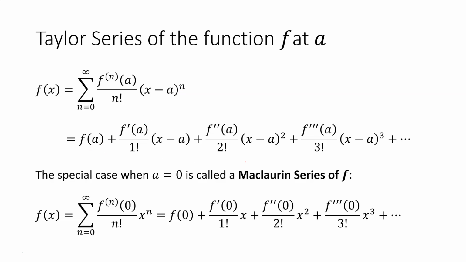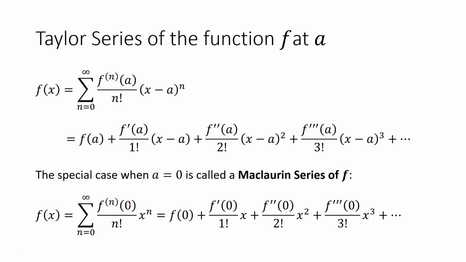And so here are the terms written out. It's f of a for the constant term, f prime of a over 1 factorial times (x minus a), f double prime of a over 2 factorial times (x minus a) squared, f triple prime of a over 3 factorial times (x minus a) cubed, and so on. This is called the Taylor series of a function f at a. In the special case when a is 0, it's called the Maclaurin series, and it has a form like this.